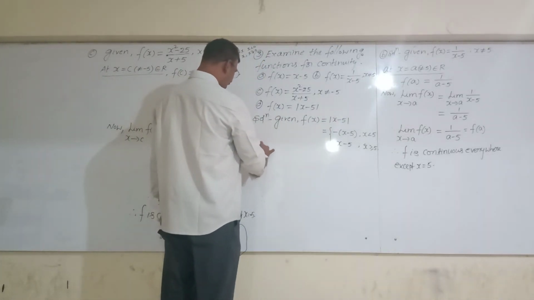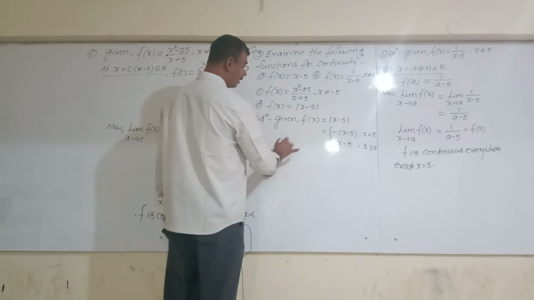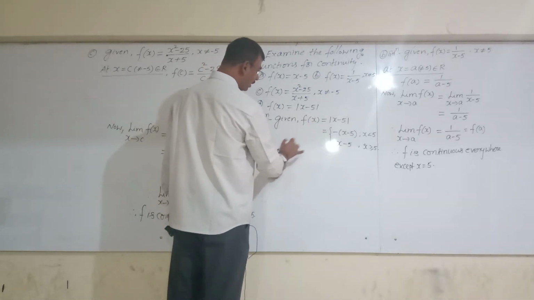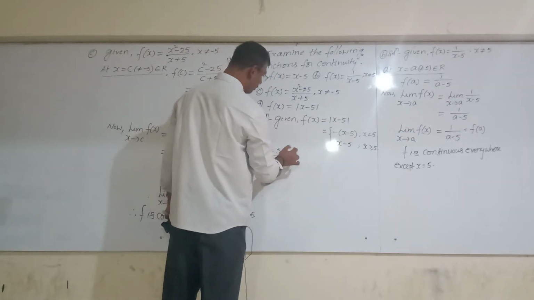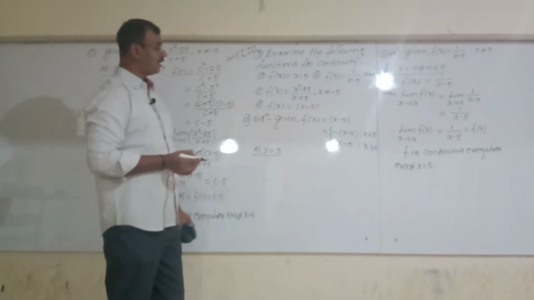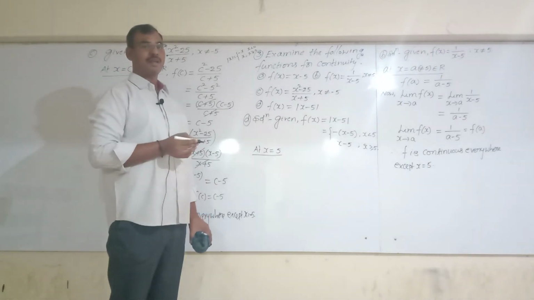Now we have to check at x is equal to 5. Clearly there is a limit. At x is equal to 5, we have to examine whether it is continuous or not.